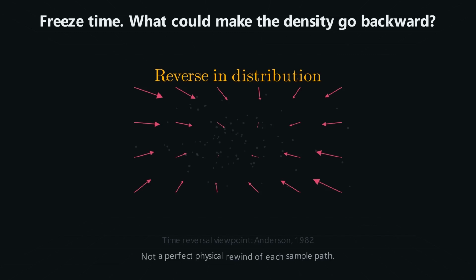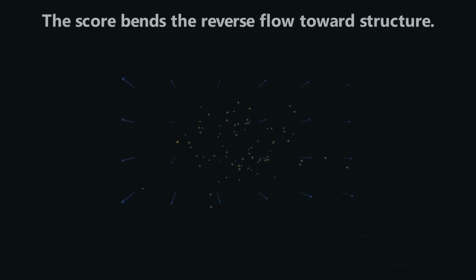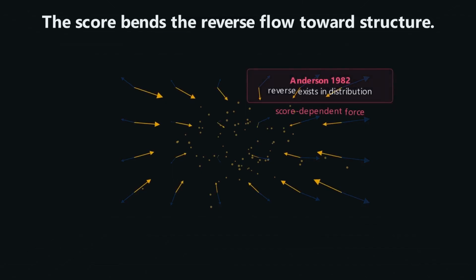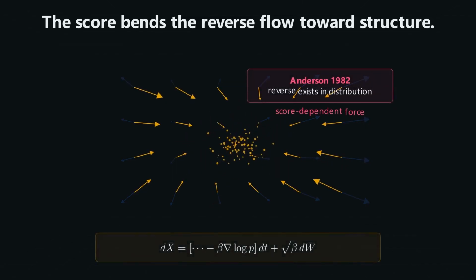The time reversal theorem, associated with Brian Anderson's 1982 work, tells us something subtle and powerful. Under suitable assumptions, the reverse process can also be described, in distribution, by another Ito process. The phrase "in distribution" matters. We are not physically rewinding every individual particle along the exact path it took.